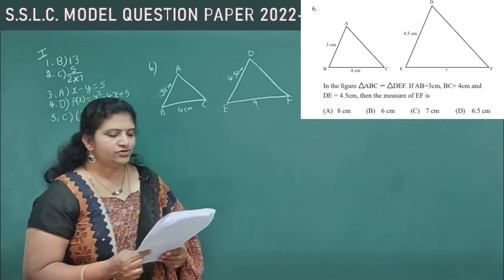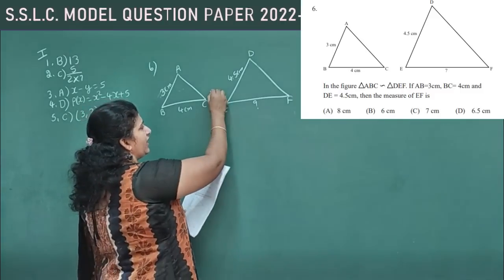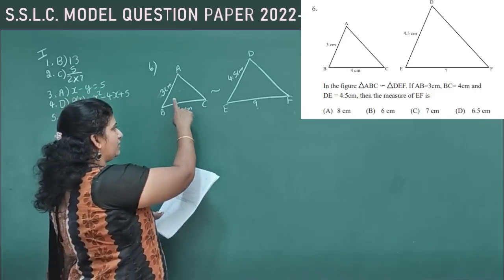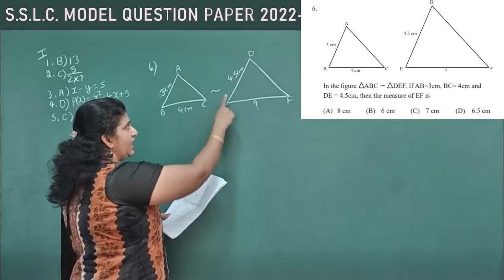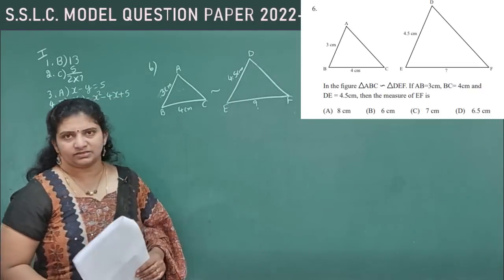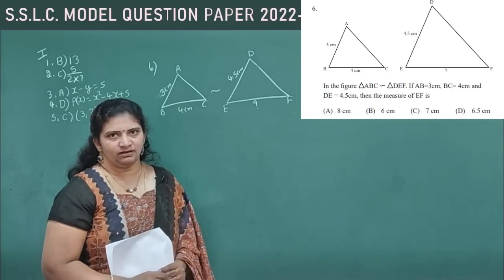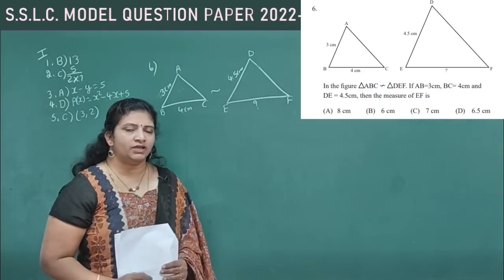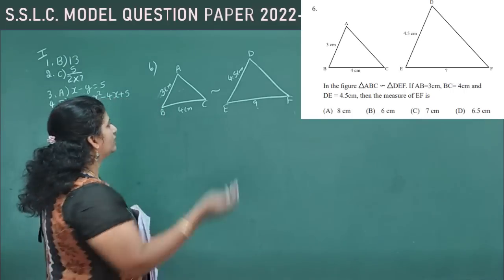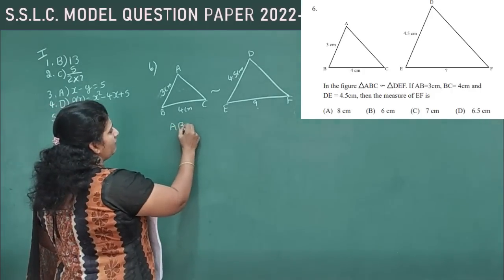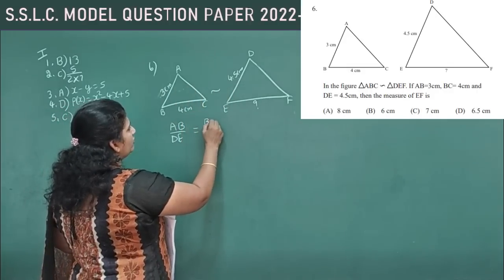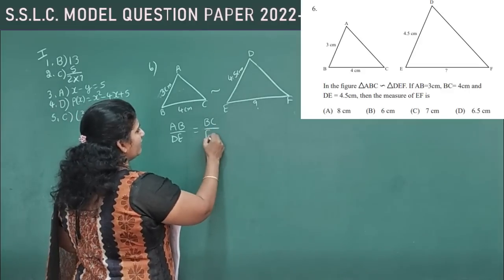In the figure, triangle ABC is similar to triangle DEF. If AB is equal to 3 centimeters, BC is equal to 4 centimeters and DE is equal to 4.5 centimeters, then the measure of EF is. Given the two triangles are similar, immediately we remember a theorem. If two triangles are similar, then their corresponding sides are in proportion. Apply that here. AB by DE, corresponding side, is equal to BC by EF.